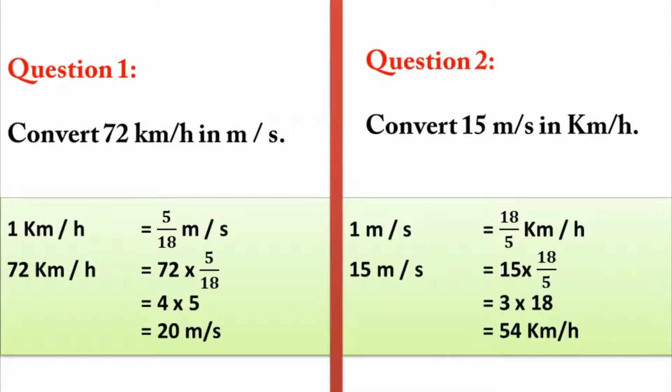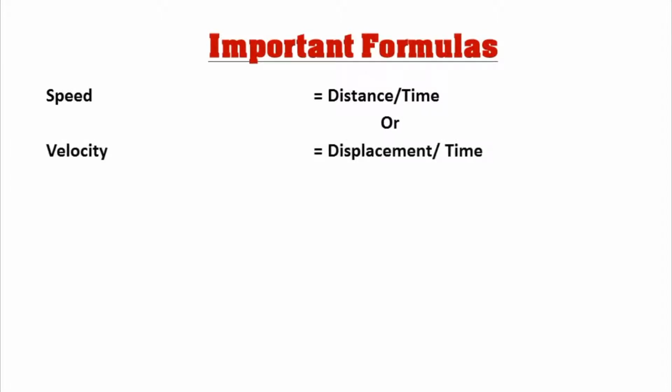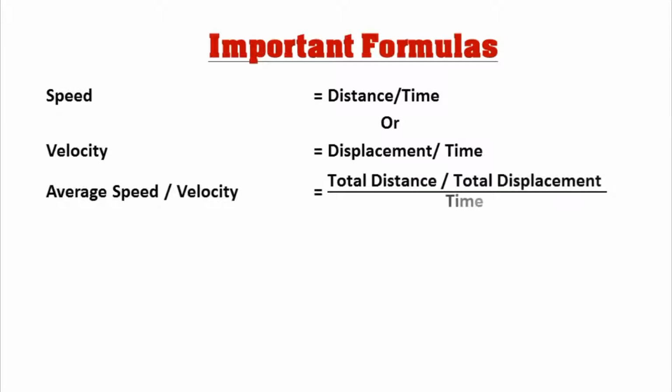Now let us discuss some other formulas of exercise 2A. Number 1. Speed is equal to distance divided by time, or velocity is equal to displacement divided by time. Then second formula, average speed or average velocity is equal to total distance or total displacement divided by time. Please do remember, if the quantity is a vector quantity, then remember to write the direction in it.